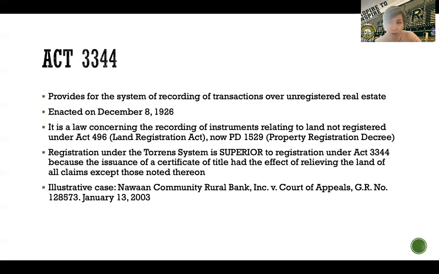So considering the Property Registration Decree, PD 1529 is superior to registration under Act 3344 because the effect of having a Torrens title, guys, is that it will relieve the land of all claims except those annotated or noted in the title, in the Torrens title. So I assigned the case for this, the Nawaan Community Rural Bank versus Court of Appeals.